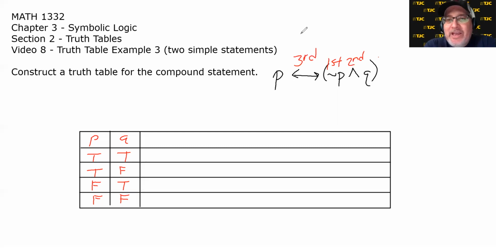All right, now that we have identified the correct order in which to build the columns in our truth table, let's build the columns in our truth table. The first column is going to be built on the negation that is in front of the P. That will conclude the negation, so we close that column.